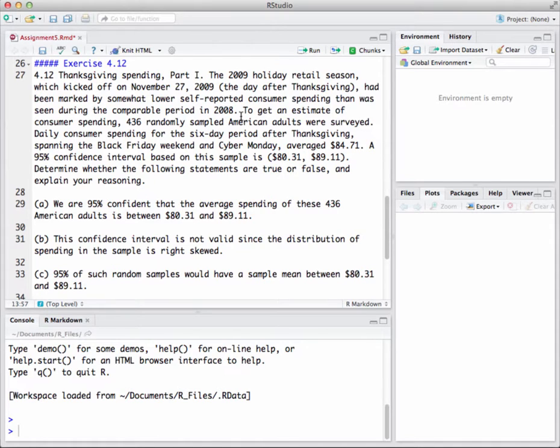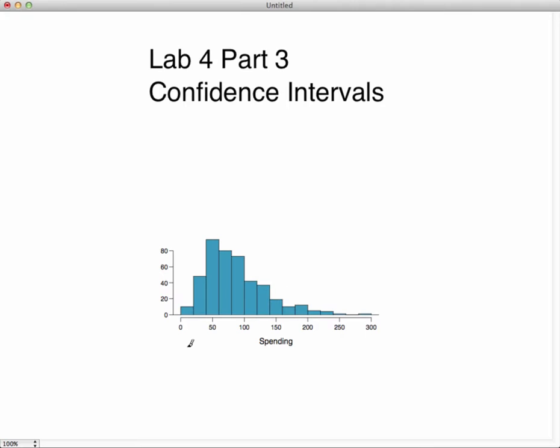Okay? All right, so notice that they said 436 randomly sampled adults surveyed. So it doesn't matter whether or not the distribution of spending was skewed left, skewed right, or anything, because the sample size is large enough. So let's go back for just a moment to our whiteboard area here. Actually, take a look. There is a picture from the textbook right here. And notice that if we were to draw a smooth curve over the top of this distribution, it looks like the distribution of spending the week after Thanksgiving is skewed right, okay?